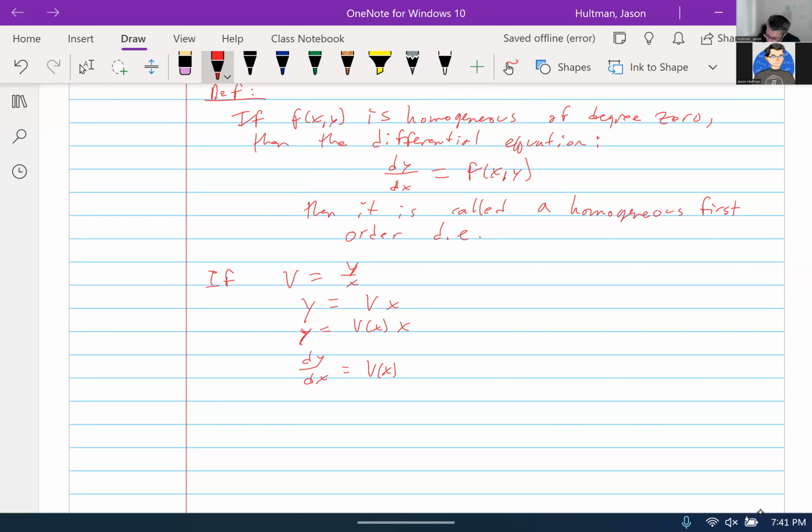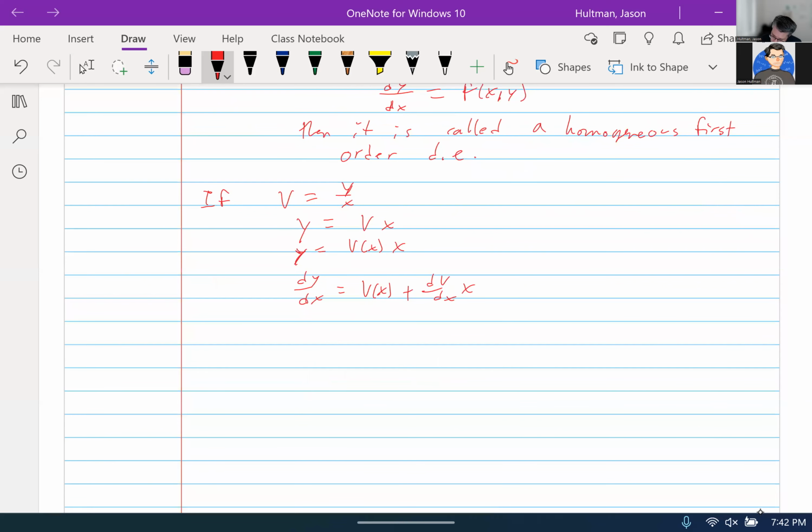Okay, and then the derivative of the first, well, that's dv dx times the second, which is x. Okay, and I'm going to get rid of the v of x. I can just place that back to v, just as long as we know that v is a function of x. Okay, so dy dx is equal to v plus dv dx x.